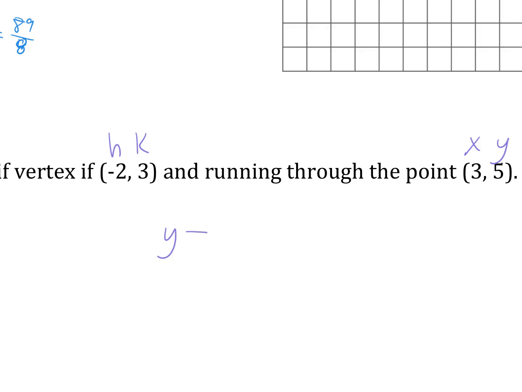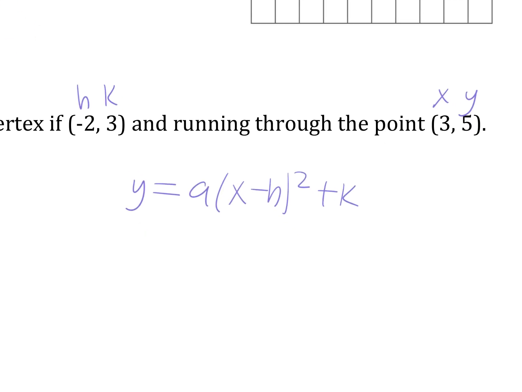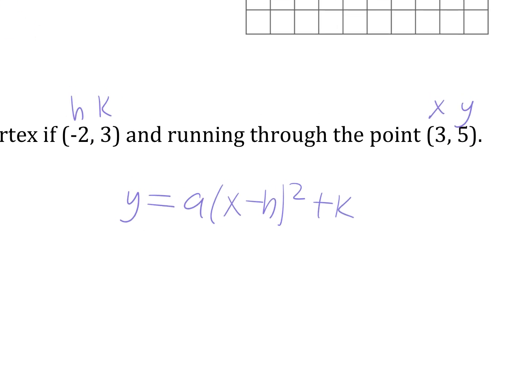And then I'm going to plug this into my vertex form, which is Y equals A times X minus H squared plus K. All right, so just plug every bit of this in. So this is going to be 5 equals A times X minus H. So 3 minus negative 2 is a 3 plus 2 squared. And then plus K, so plus 3. And then you want to solve this for A and then plug A back into your vertex form.